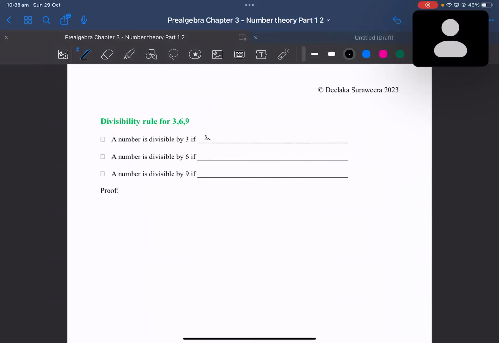So the way I think 3 works is that if the digits add up to a number that is divisible by 3, then it's divisible by 3. And if it's divisible by 6, it's the same as 3, but you're also going to check if it's even, if it's divisible by 2 as well. So combine the rule for 3 and 2.